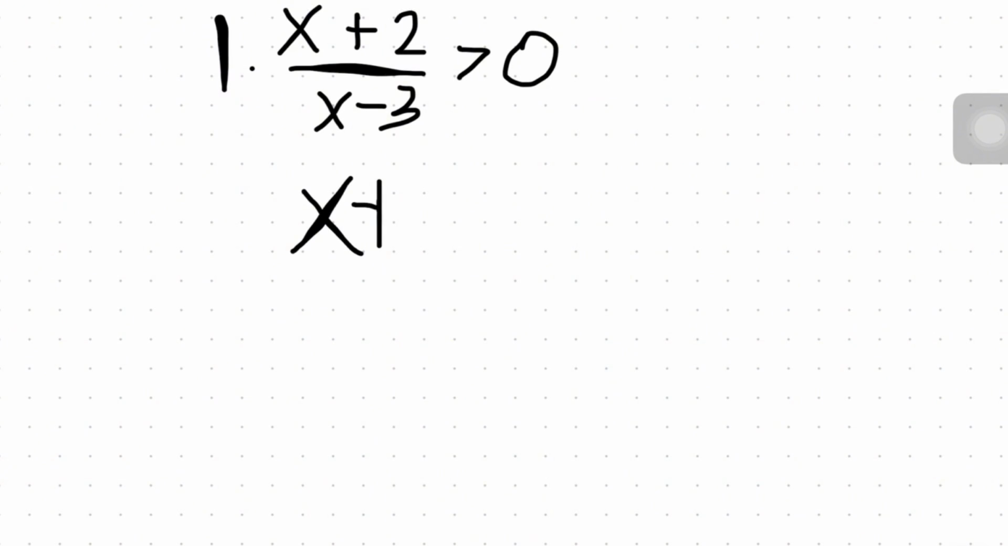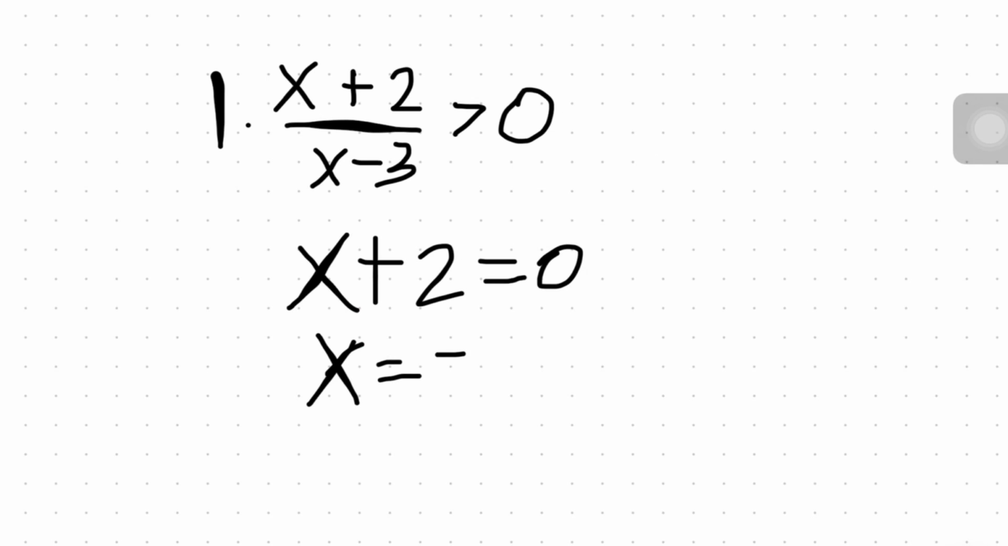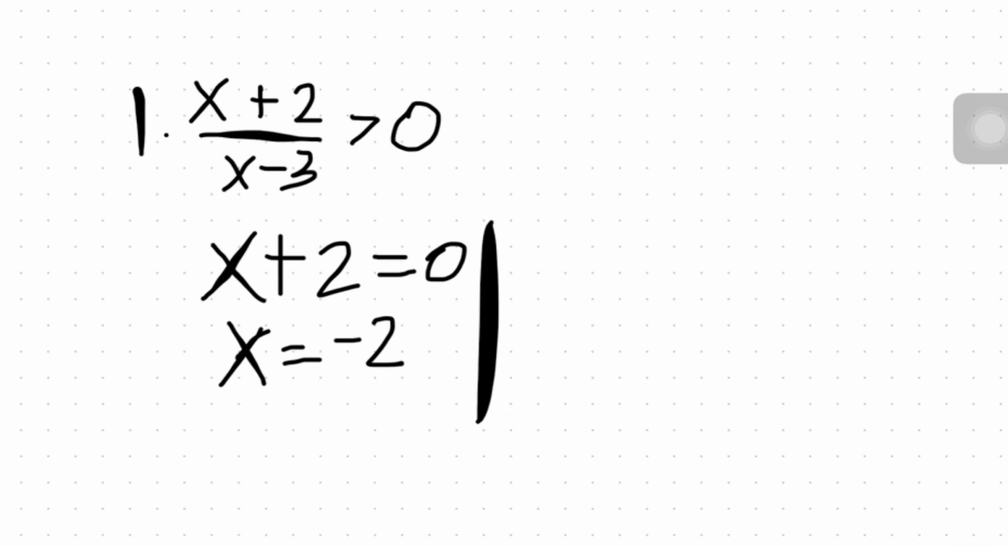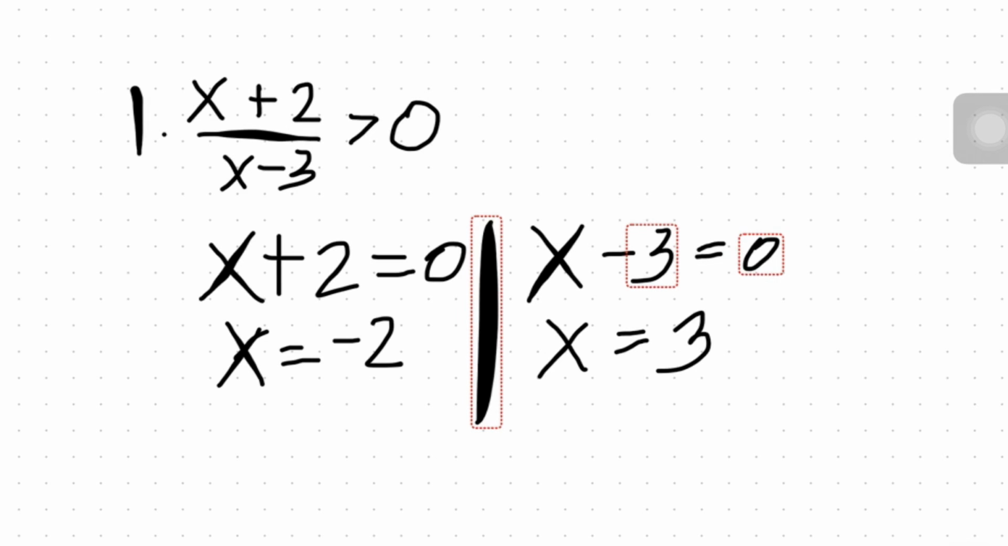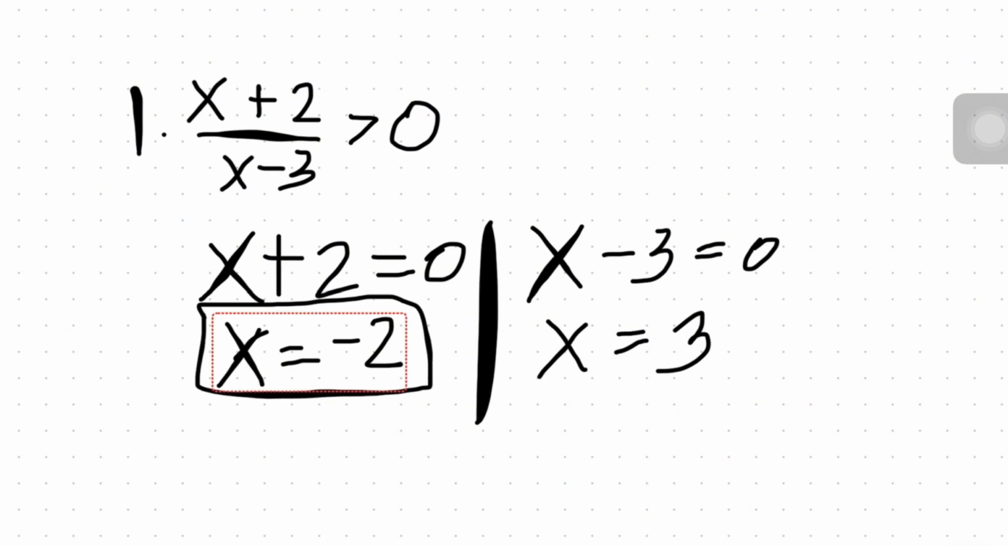First, find where the numerator equals 0 and where the denominator equals 0. These are the critical points where the signs can change. In here, positive 2 becomes negative 2. Now, for x minus 3, equate this again to 0, and the negative 3 becomes positive 3. Take note that any x that makes the denominator 0 cannot be in our solution. That means we exclude it.